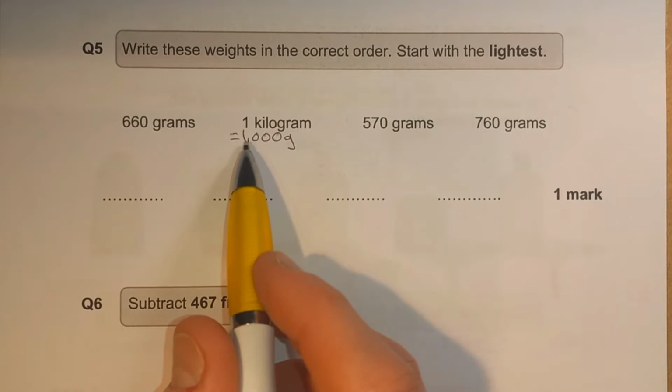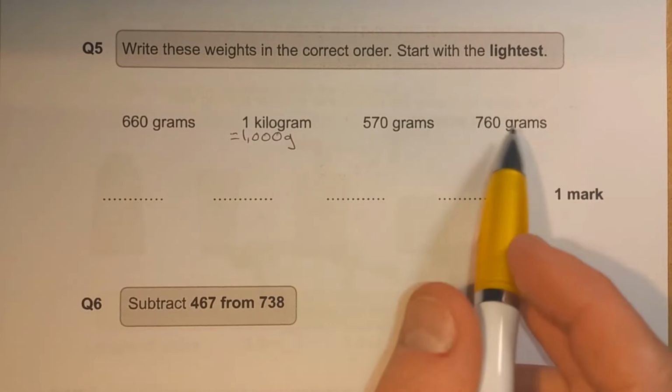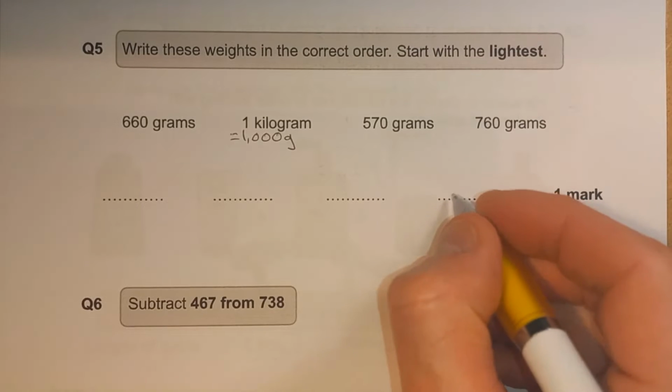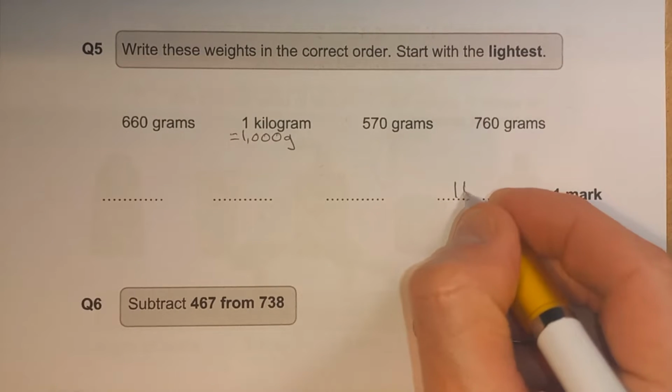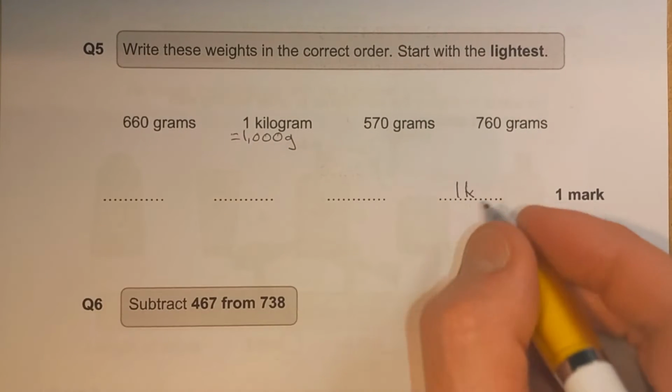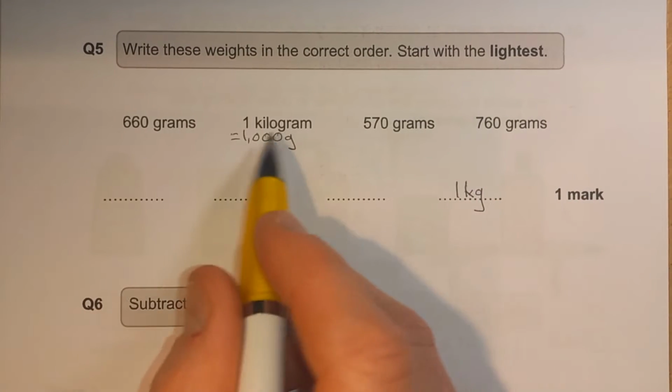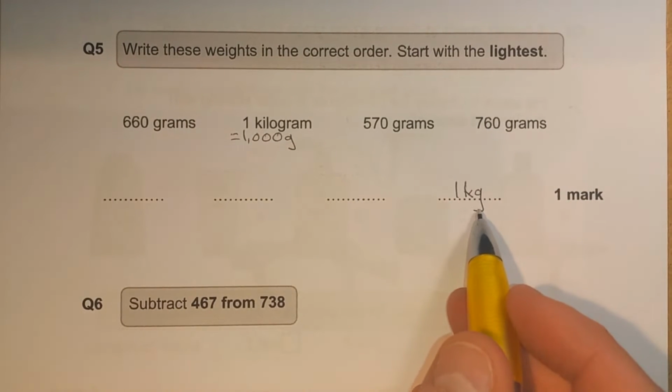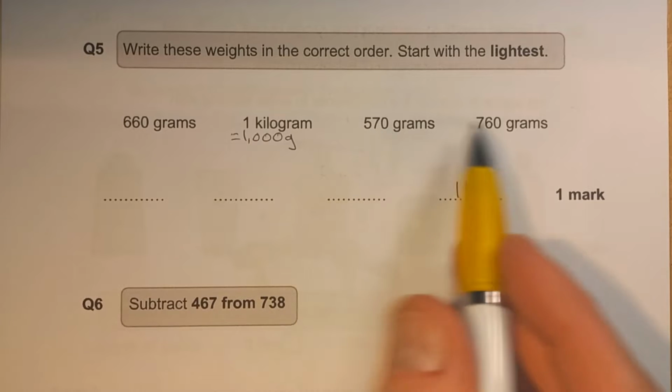And I can clearly see that 1,000 is bigger than anything in the hundreds. So I'm going to put that one right in here. But I'm going to put it as 1 kilogram because that's how they gave it, instead of 1,000 grams. So now we need to sort these 3 numbers.